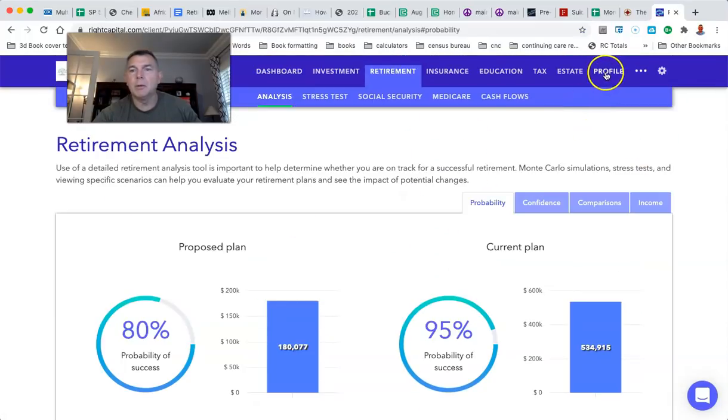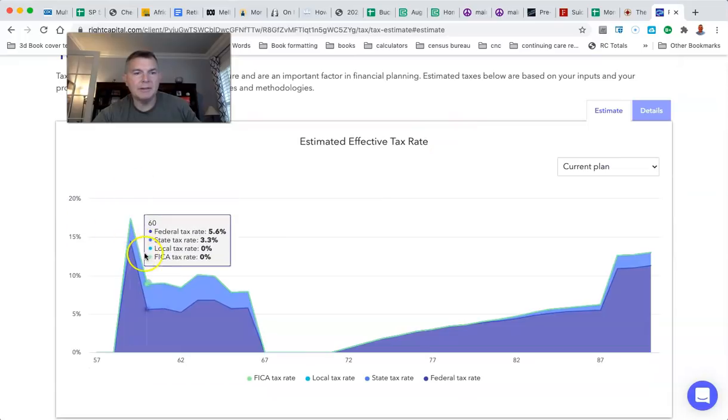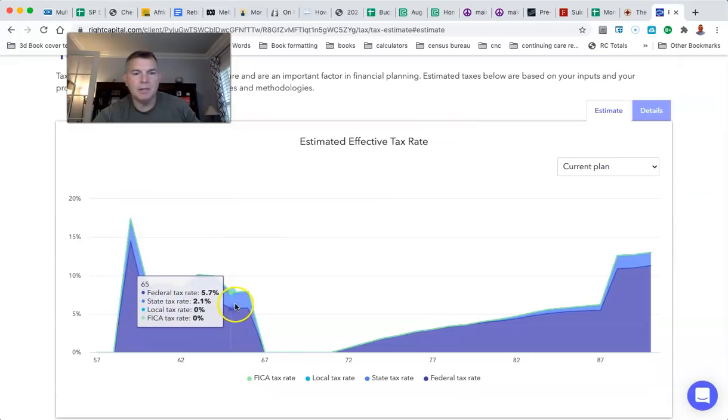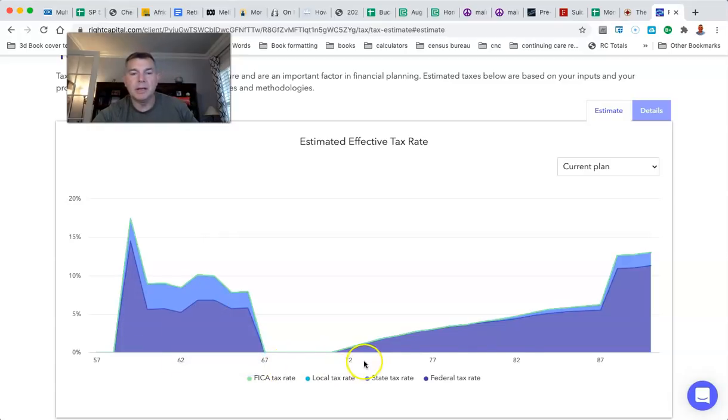All right, now I want to show you guys something. We're going to go to tax. Could they do something a little bit differently? And here's the current plan. You can see the taxes, pretty good, not much. I mean, in terms of relative tax dollars, it's not much. Then it starts going up, and then you've got the big widow's jump.